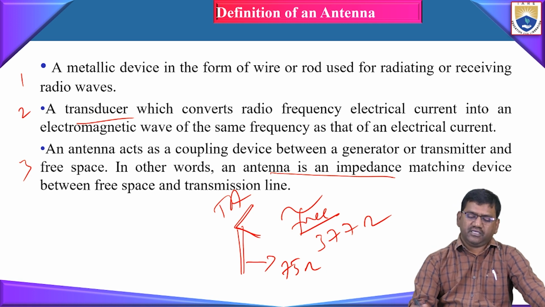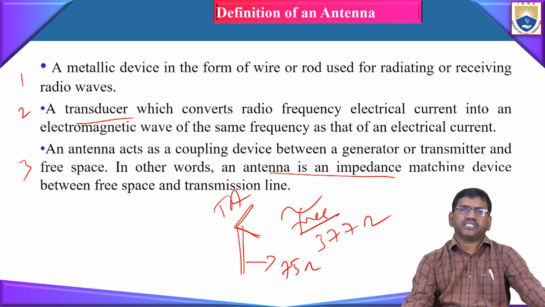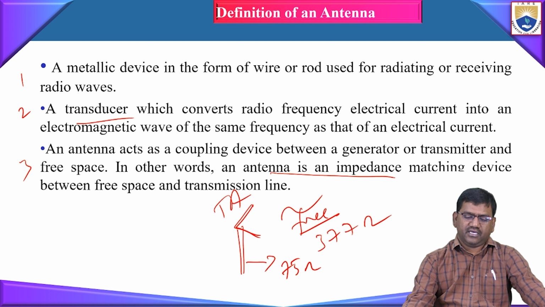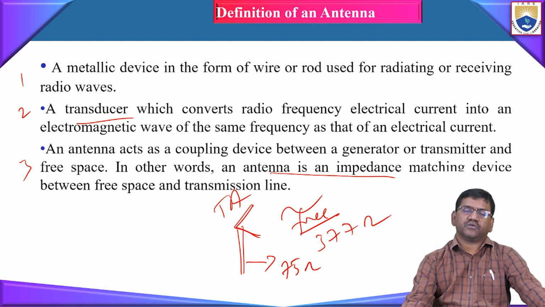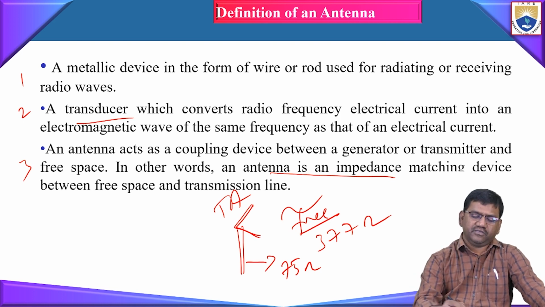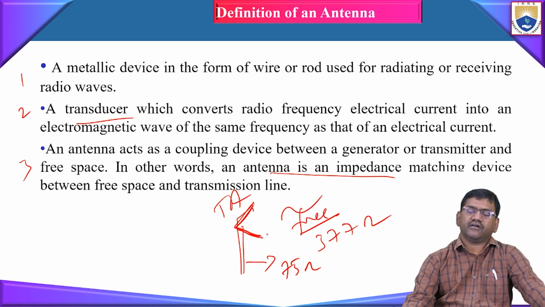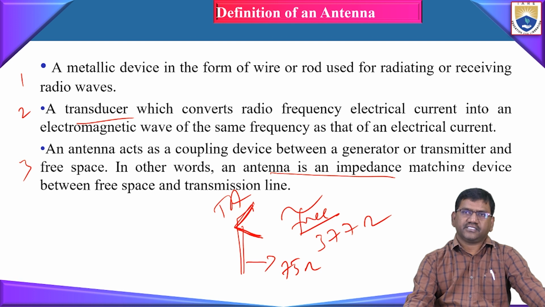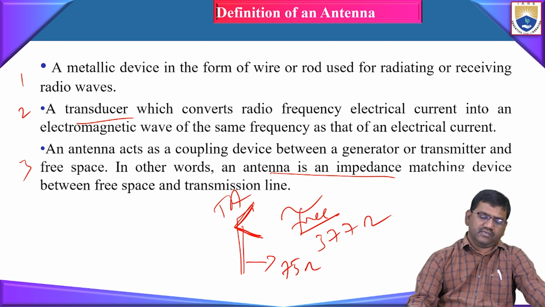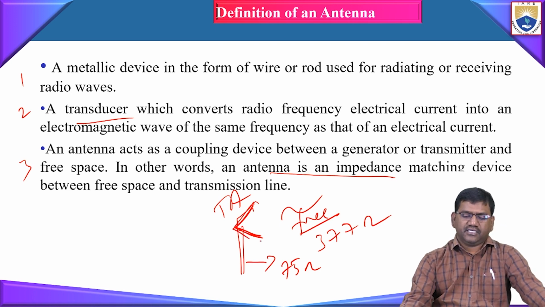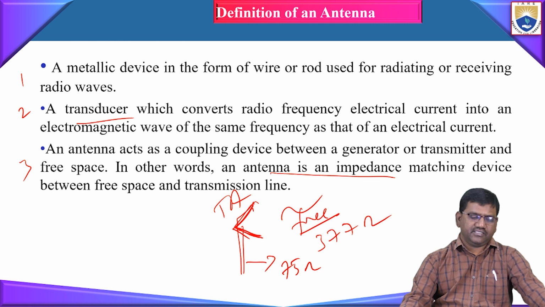Hence, to deliver the maximum amount of power between the transmitter and the free space, we need to match the coaxial cable impedance with respect to the free space impedance. So we need to design the antenna in such a way that the impedance of the cable will be exactly equivalent to the impedance of the free space, so that more energy can be radiated by the antenna. So here the antenna is also an impedance matching device.